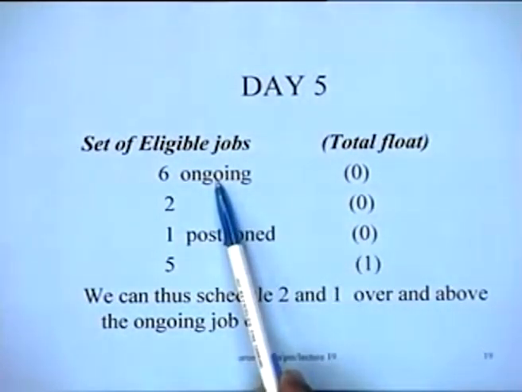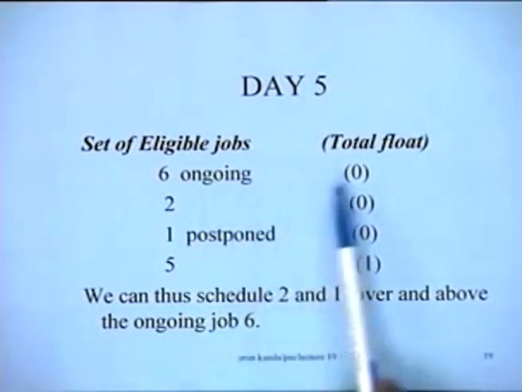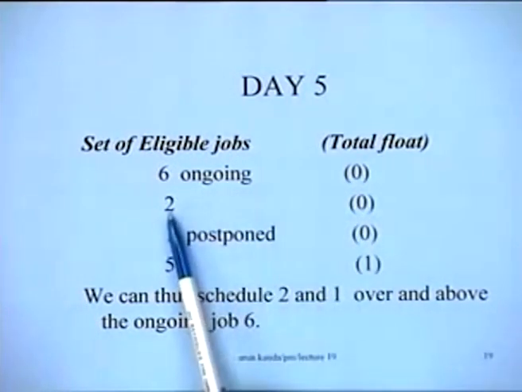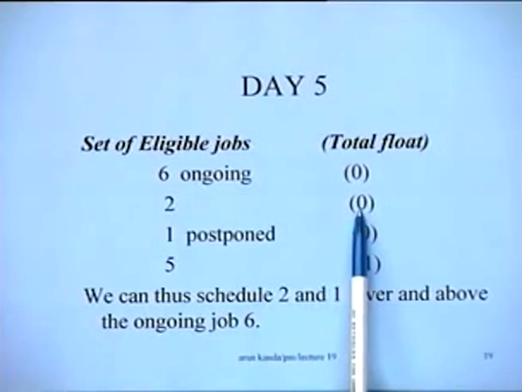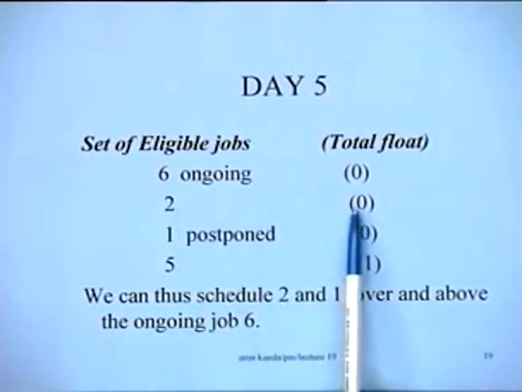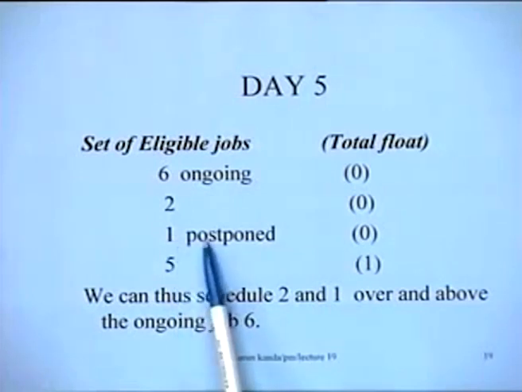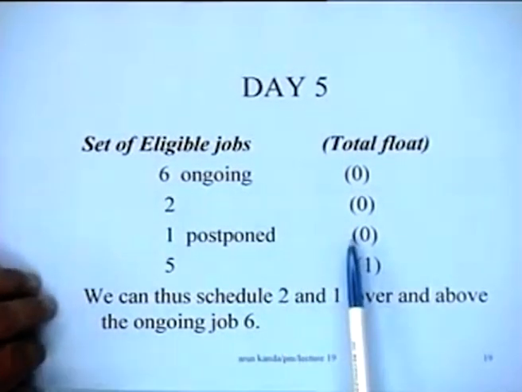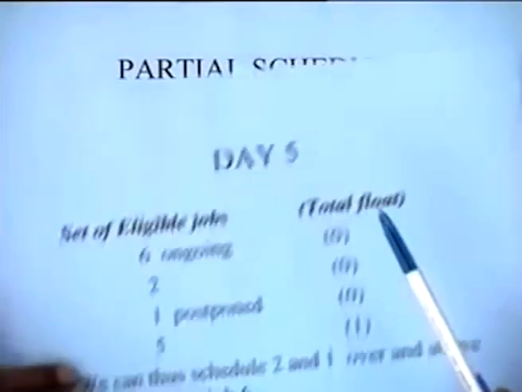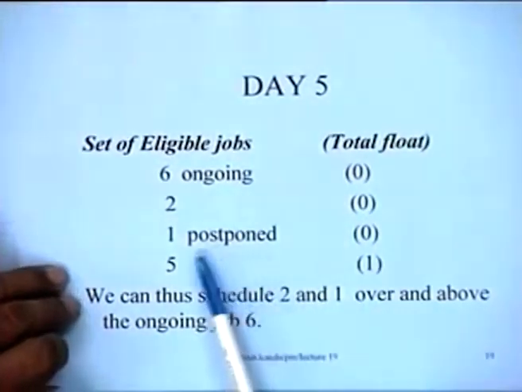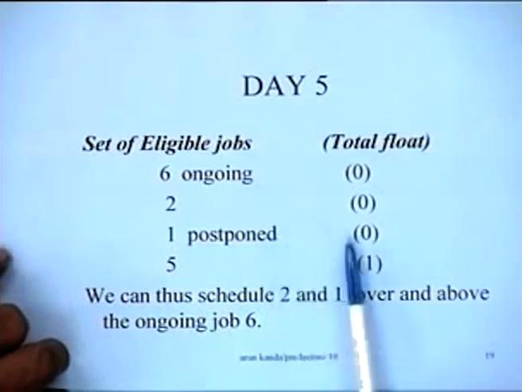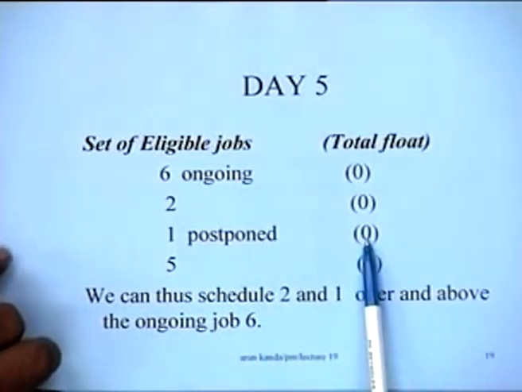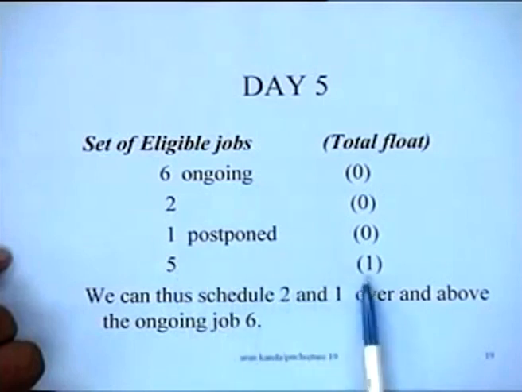6 is currently ongoing, it is a critical job. 2 is a critical job, so we place it here, and 1 is a postponed job. Earlier it had a float of 3, but now if 1 is kept the way it is, then it is postponed to day 5. Since 1 is the earlier postponed job, it will become a critical job at this stage, and 5 has a float of only 1 at this stage.